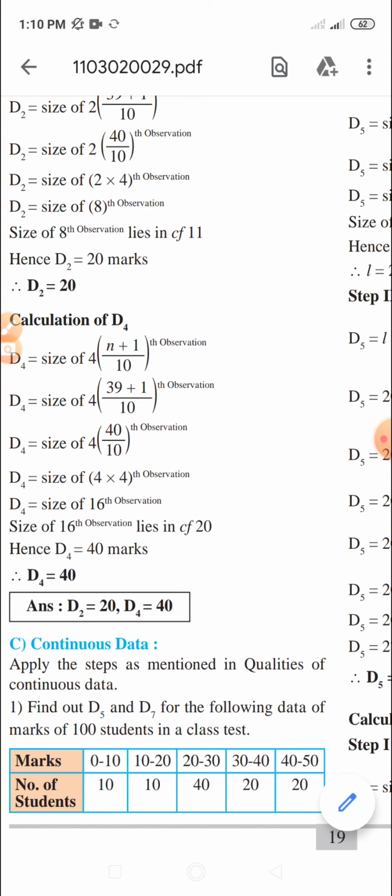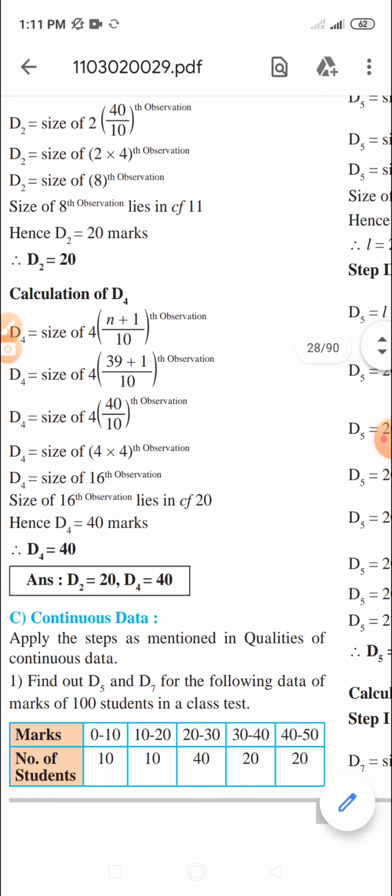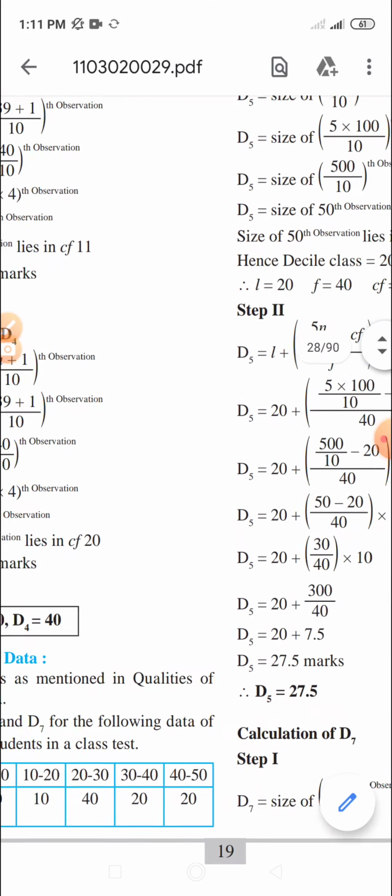So example, find out D5 and D7 for the following data of marks of 100 students in a class test. Marks are given such as 0 to 10, 10 to 20, 20 to 30, 30 to 40 and 40 to 50. Number of students such as 10, 10, 40, 20, 20. The number of students is F.